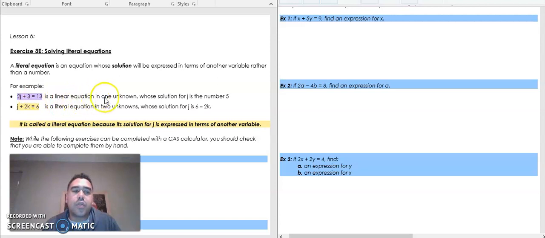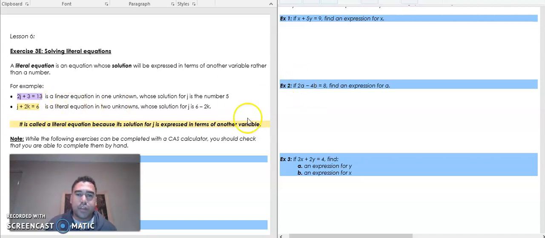So this is what we consider a linear equation, whereas a literal equation is j plus 2k equals 6. This has two unknowns. There are two letters here. Obviously j and k can be any pairs of numbers to get the number 6. But we can write the solution for j as 6 minus 2k. I've just taken that 2k onto the other side, and it turns into a negative, or I subtracted 2k from both sides to get j as a solution. Pretty much the general rule of thumb is if there are two unknowns, it's considered a literal equation.